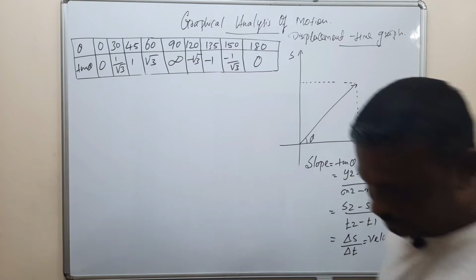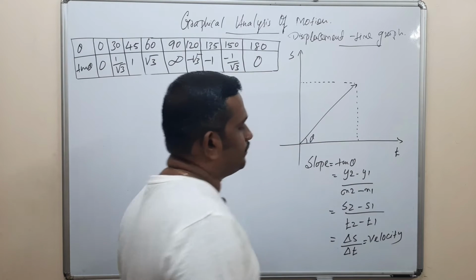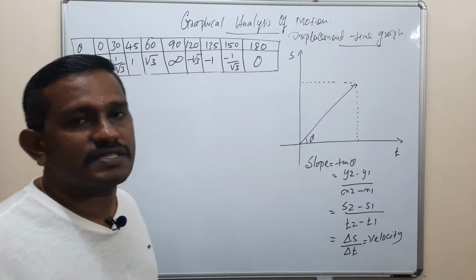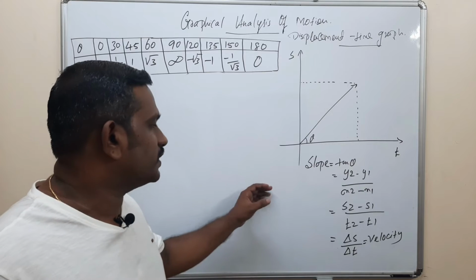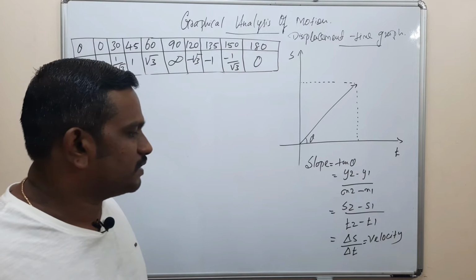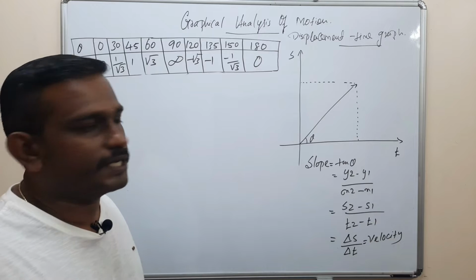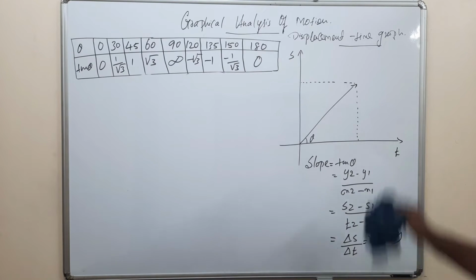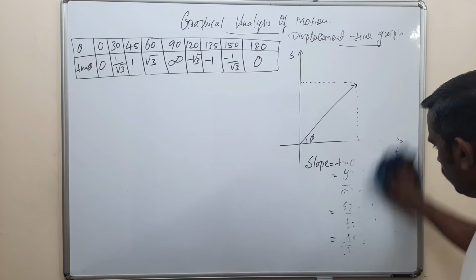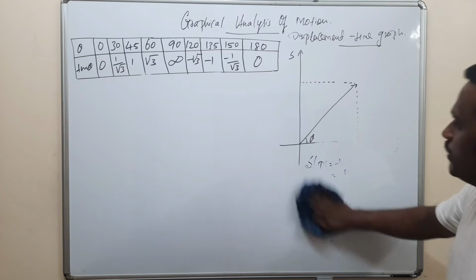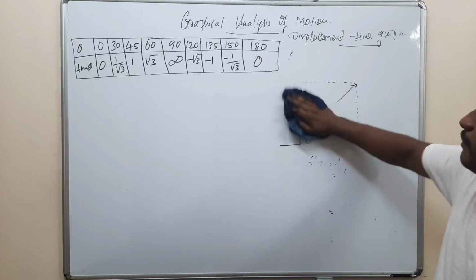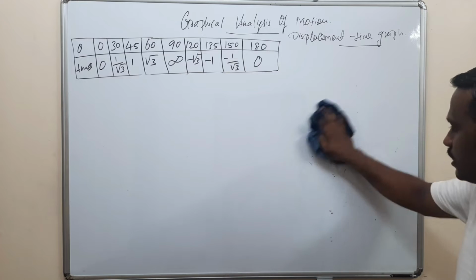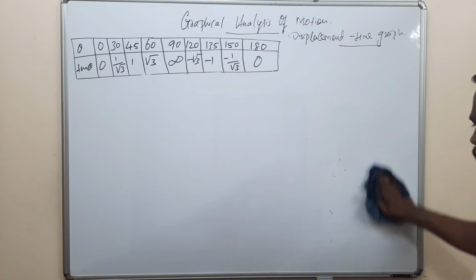So from this what we can understand is, the slope of the displacement time graph gives the velocity of the motion. Clear? Okay, that is very important. Then we are going to study the displacement time graph. The slope of the displacement time graph gives the velocity of the motion.